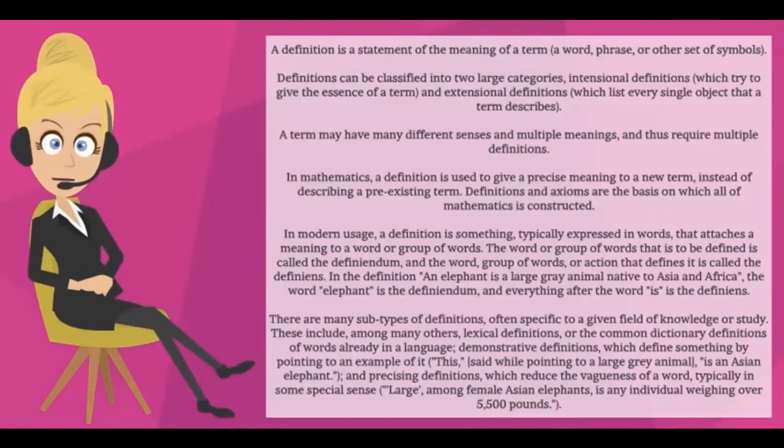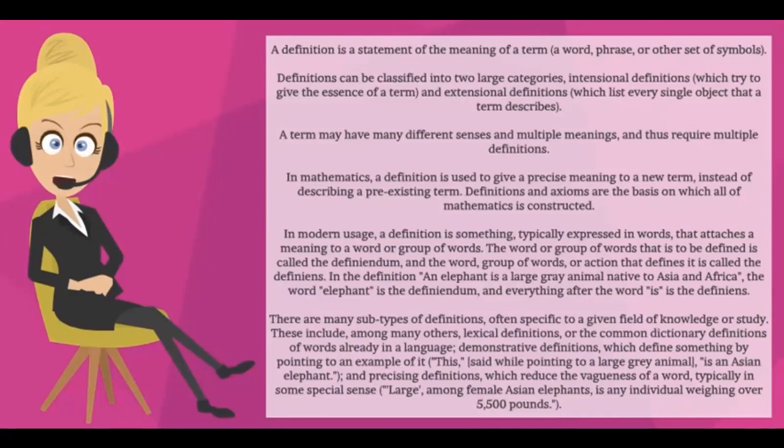In modern usage, a definition is something, typically expressed in words, that attaches a meaning to a word or group of words. The word or group of words that is to be defined is called a definiendum, and the word, group of words, or action that defines it is called a definiens. In the definition, an elephant is a large gray animal native to Asia and Africa. The word elephant is the definiendum, and everything after the word is the definiens.